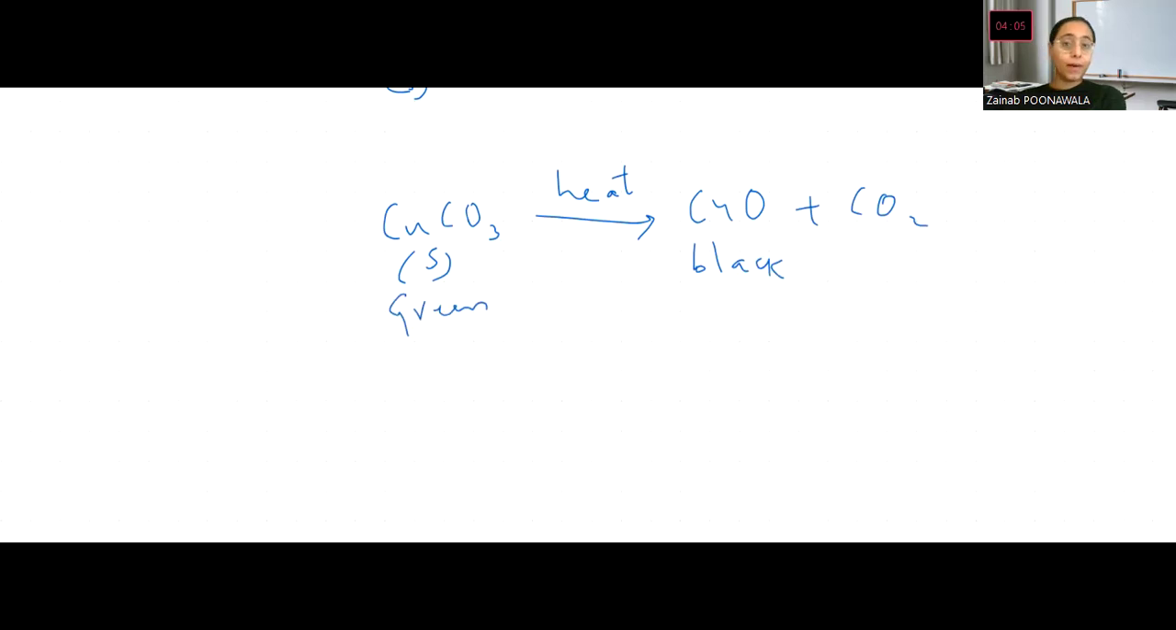Chemical change? How can you say it so confidently? Because the products are different, yes. Copper oxide is solid, carbon dioxide is gas. The color change, very good. The colors changed, yes.